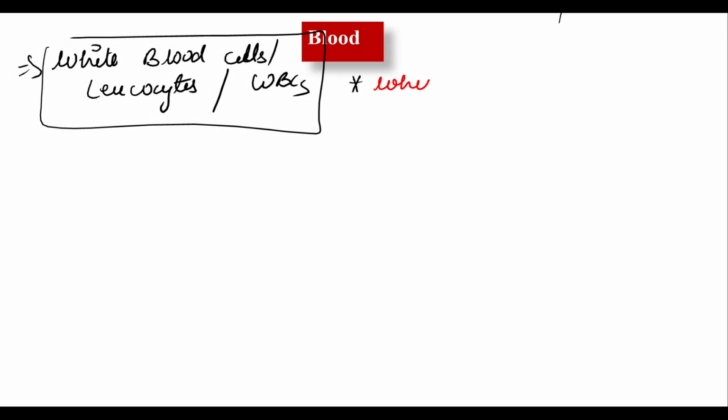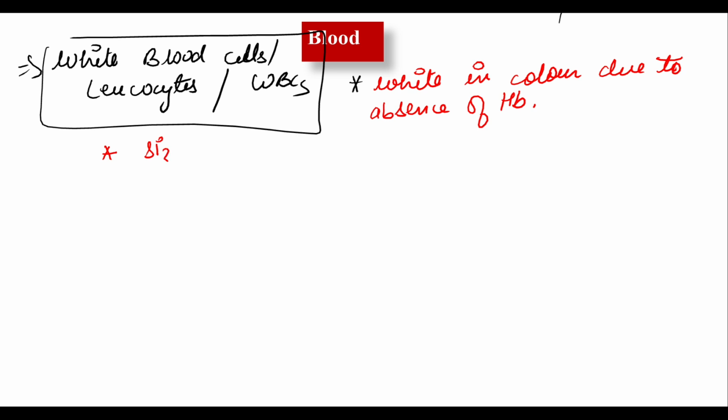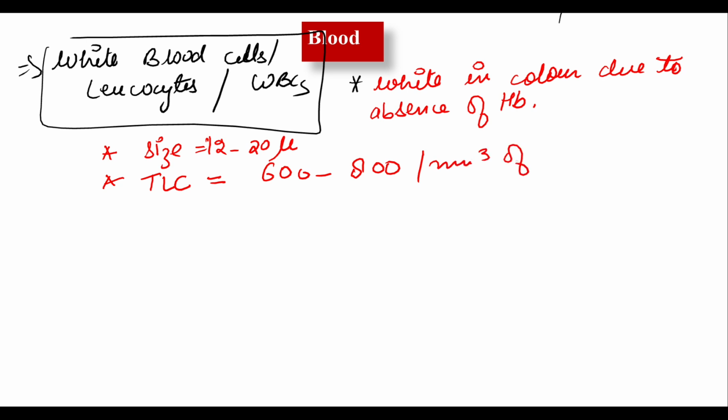Yes, this is white in color due to the absence of hemoglobin. Clear? Okay, and what about their size and what about their amount? Their size is much larger than RBCs, but their count, that is total leukocyte count, is 600 to 800 per cubic millimeter of blood.